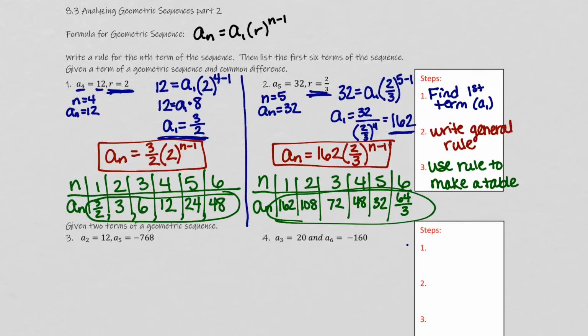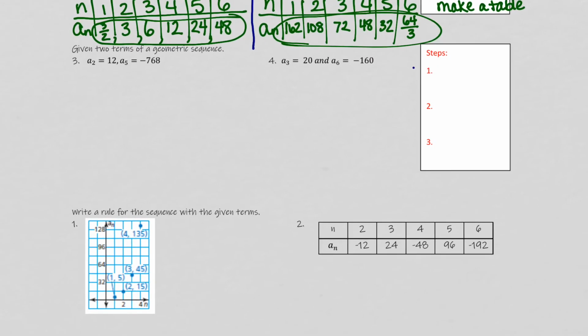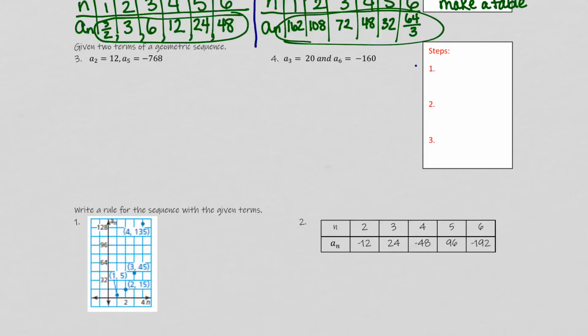All right, now we're going to move to number 3 and 4, which now gives us just 2 random terms in the geometric sequence. And it wants me to write the equation, the general rule for the sequence. All right, so to do this, we write a system. So that's step 1, write a system of equations. And we want to find r. All right, so this means n is 2, an is 12.